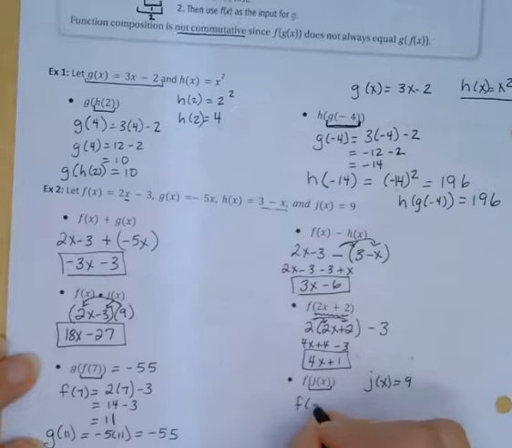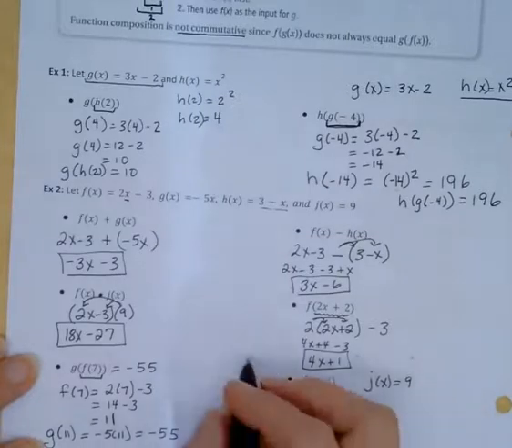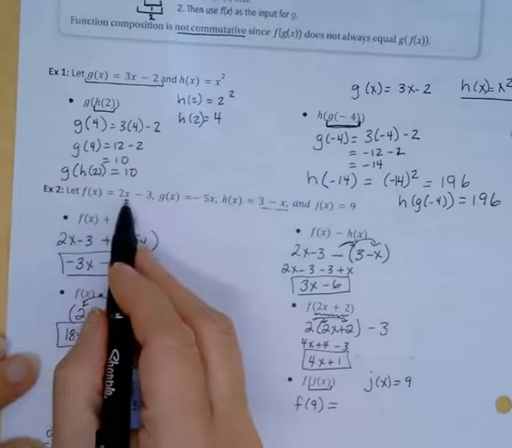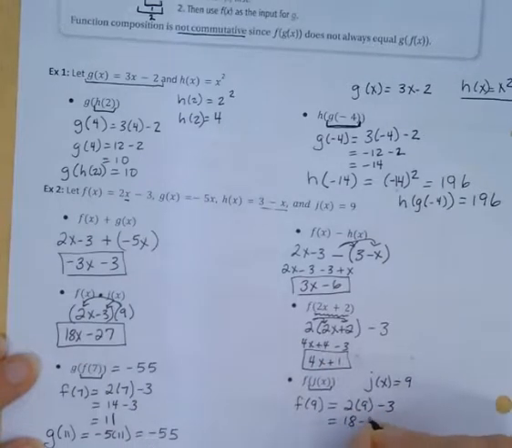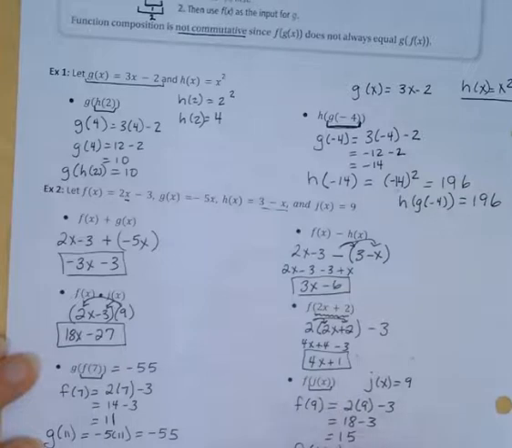So the f of 9 equals, now I know my input is 9, and I'm coming back up here. F of x is 2x minus 3. So I'm going to say 2 times whatever x is. It's 2 times 9 minus 3. So that's 18 minus 3. That is 15. This means that the f of the j of x equals 15.